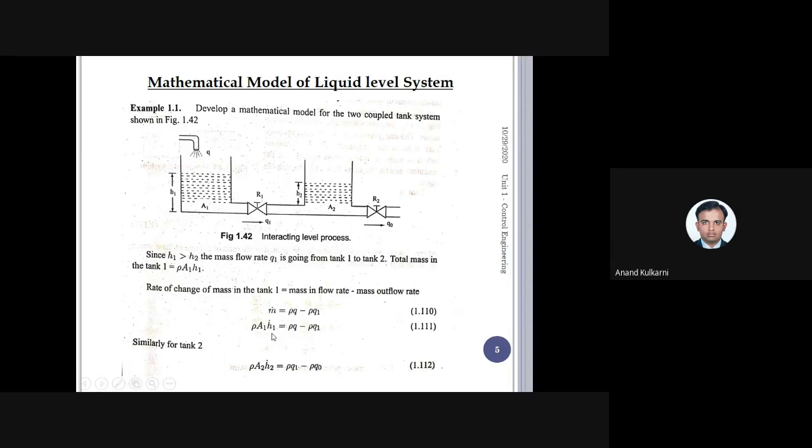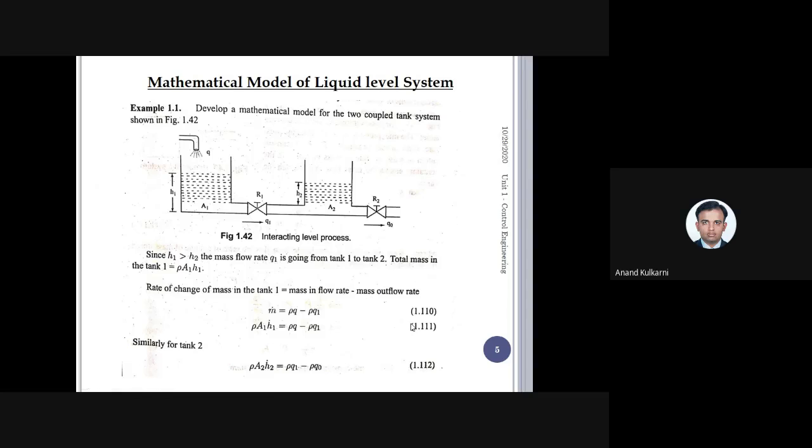Why is there a dot here? It is change of height. Otherwise we can write it as d by dt of h, that is dh1 by dt. Similarly here dh2 by dt, or you can directly write a dot here. That is also okay. So I think these two equations are self-explanatory, or already explained.